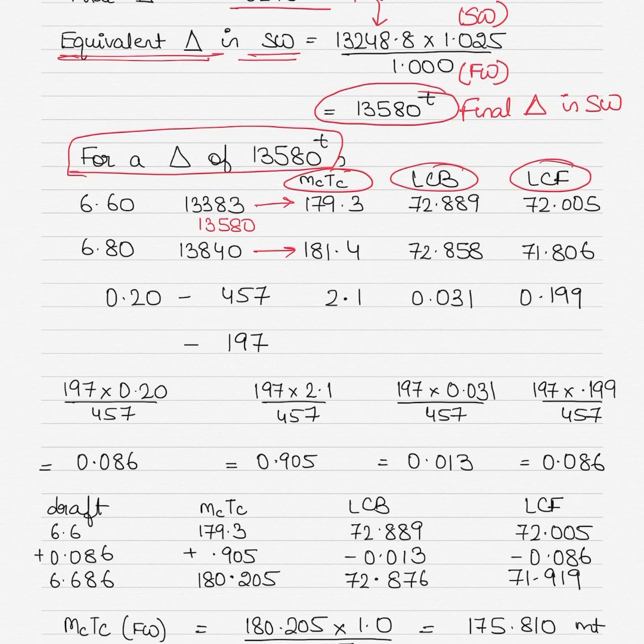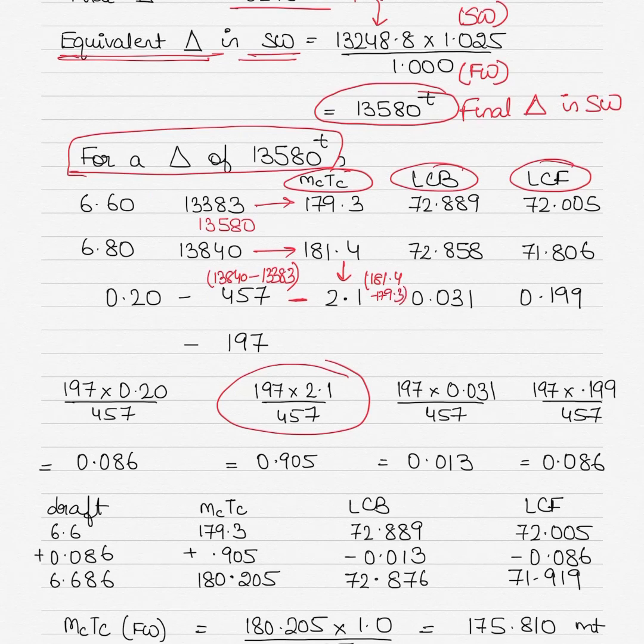So what you do is, even if you don't calculate it for the draft, you can start by interpolating it for the MCTC. So let's look at this equation here. For a difference in the displacement of 457, which is 13840 minus 13383, the difference in the MCTC is 2.1. This is 181.4 minus 179.3.